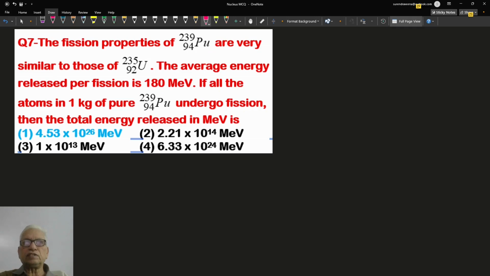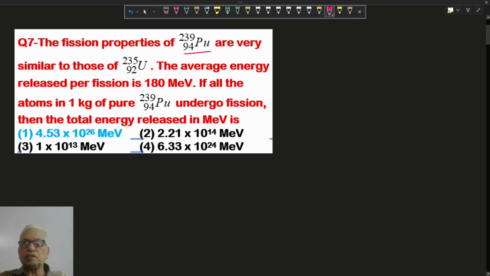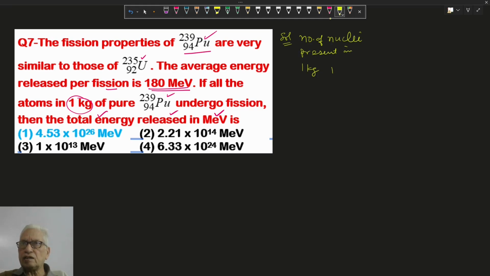Hello. In this question, about the fission properties of plutonium 239, which is similar to uranium, the average energy released per fission of plutonium is 180 million electron volt. If all the atoms in 1 kg mass of plutonium undergo fission, then we have to find the total energy released in million electron volt. So first we have to find the number of nuclei present in 1 kg of plutonium.